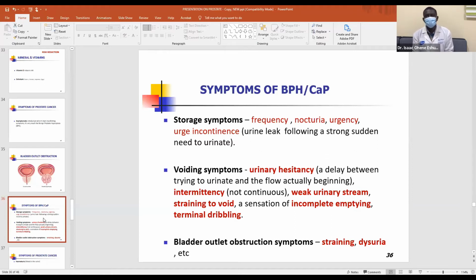Now, another symptom is nocturia. When we mention nocturia, it means at night, you begin to wake up often to urinate. Usually waking up more than 3 times in the night is considered abnormal. So when you begin waking up frequently at night, that's nocturia. It's a storage symptom. Then we have urgency.